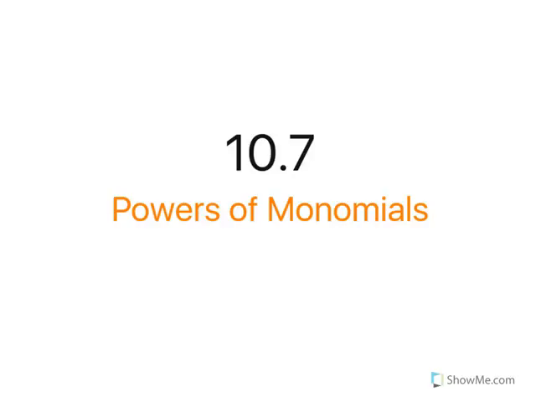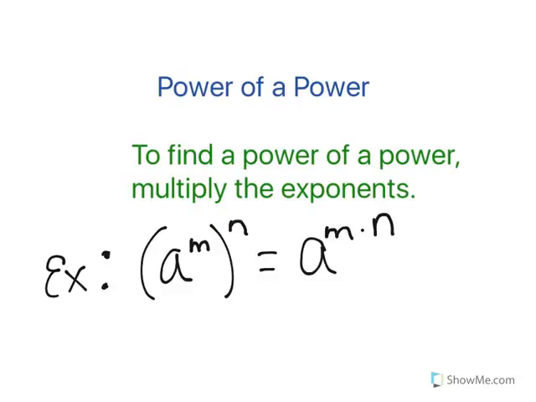This lesson is on section 10.7, titled Powers of Monomials. So again, we're going to learn another rule, but this time we're really going to be working with the powers. So, the power of a power. To find a power of a power, we must multiply the exponents.